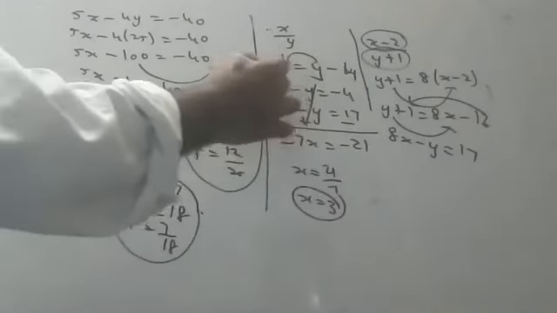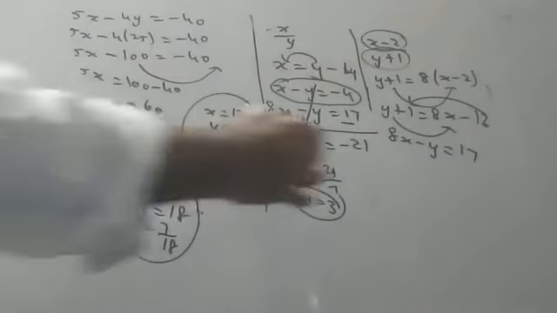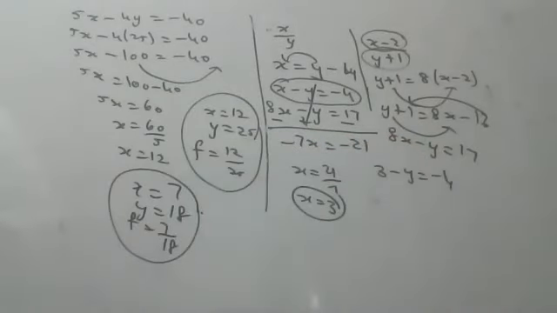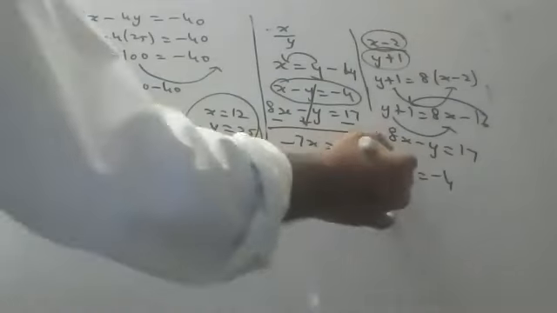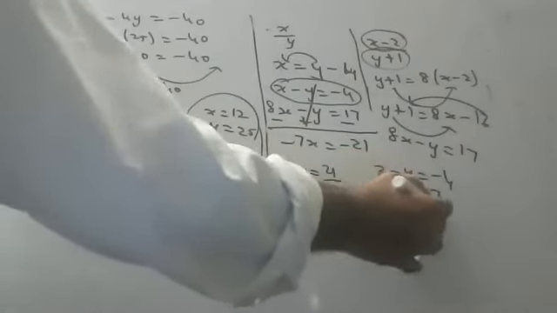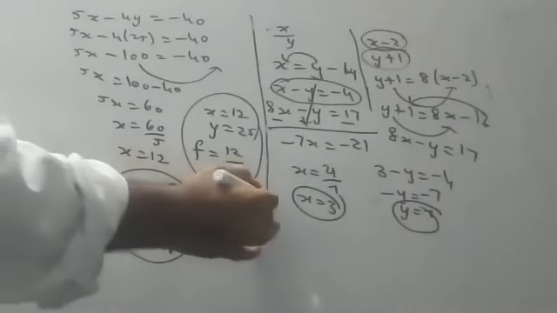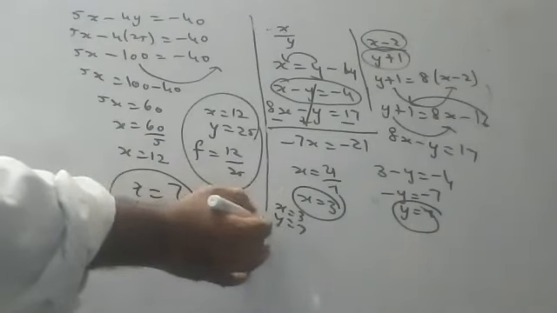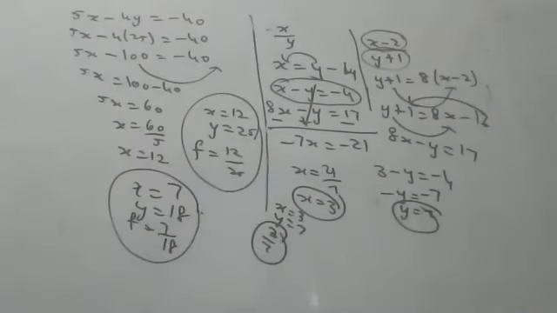Simplifying this equation is very easy. 3 minus y is equal to... minus y is equal to minus 7. y is equal to 7. So what are the answers we get? x is equal to 3, y is equal to 7, and the fraction is 3 by 7. Fantastic, children. Very good.